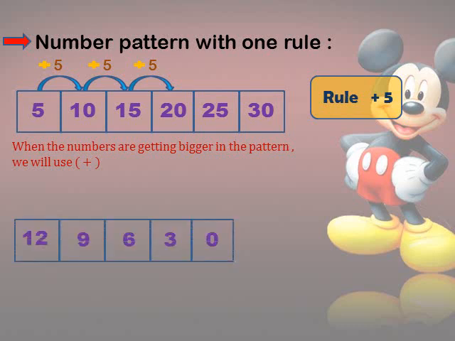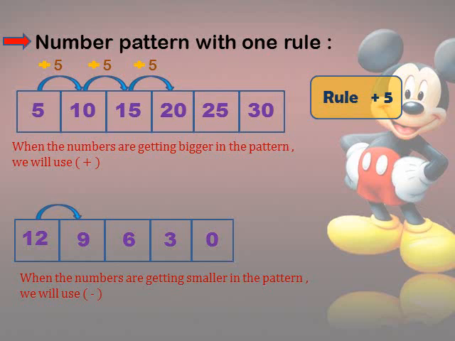Let's see another example. If I have 12, 9, 6, 3 and 0, I want to know the rule of putting the numbers like this. So I'm going to ask myself, 12, 9, 6. Oh, the numbers are getting smaller. So that means we are going to move backward, which means we are going to use the sign of minus.